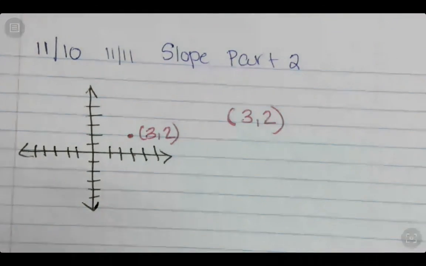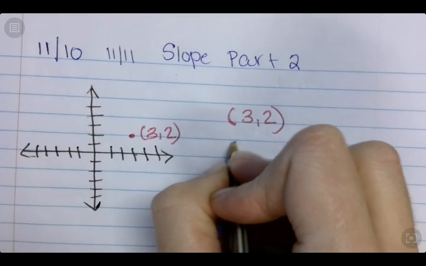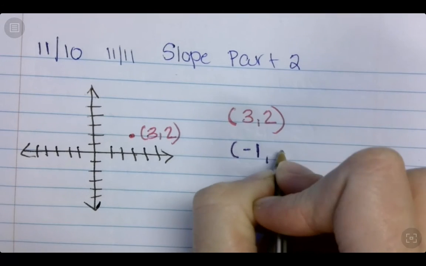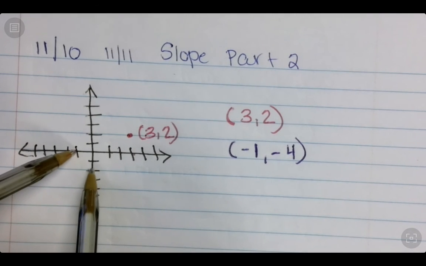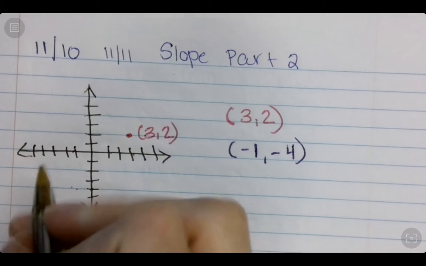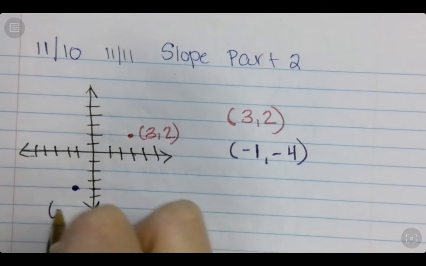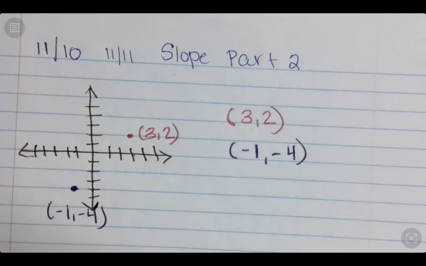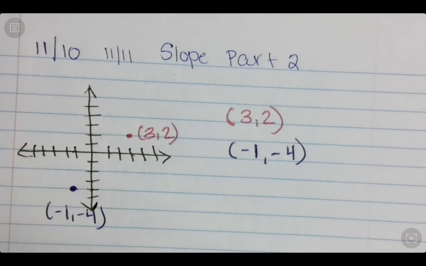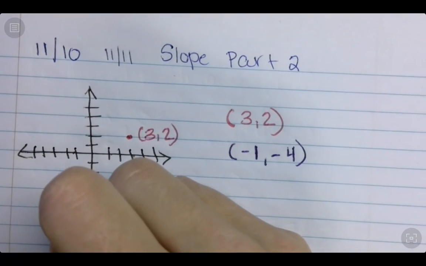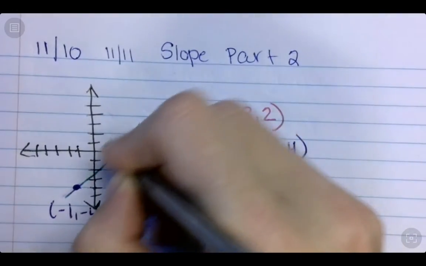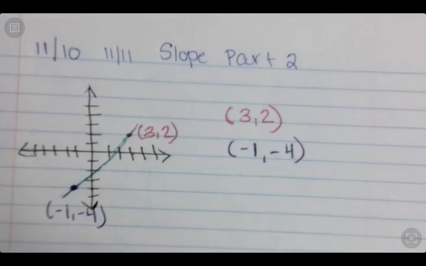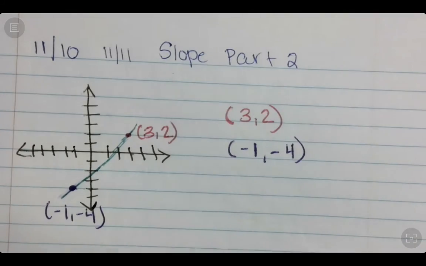The second point is going to be -1, -4. So -1 is here. -4 is there. So this will be the point -1, -4. If we do the best that we can to combine those two to be a line, again, we could do the best we can to draw our slope, draw our triangle, and count.